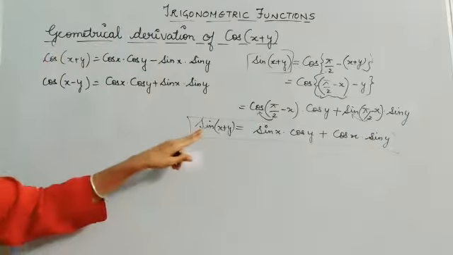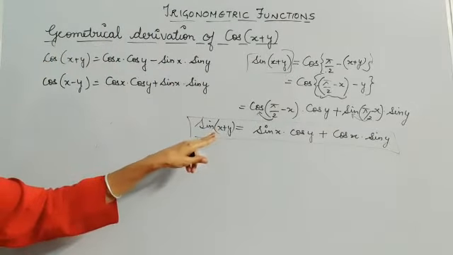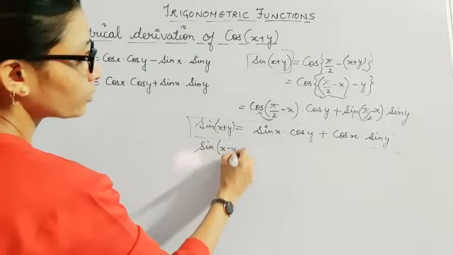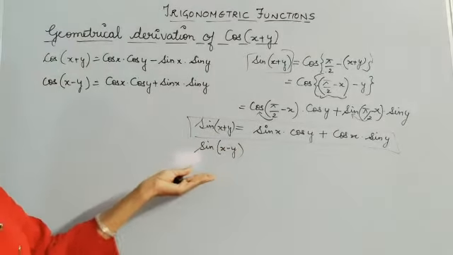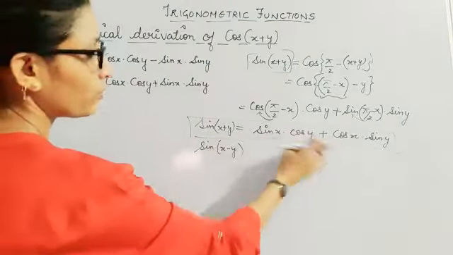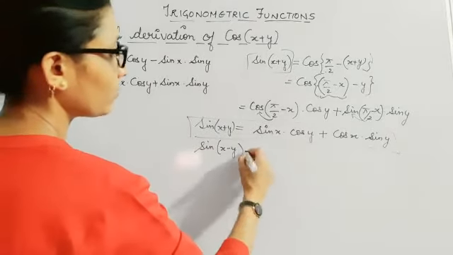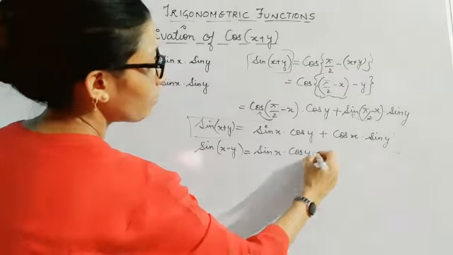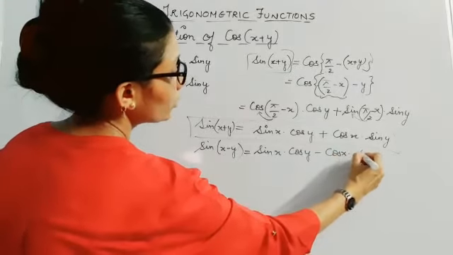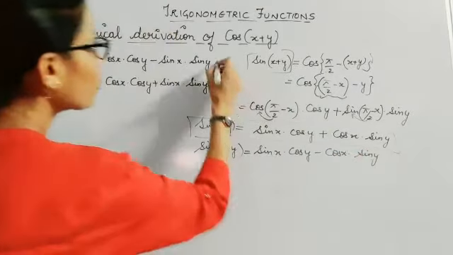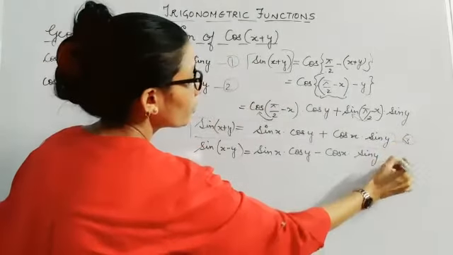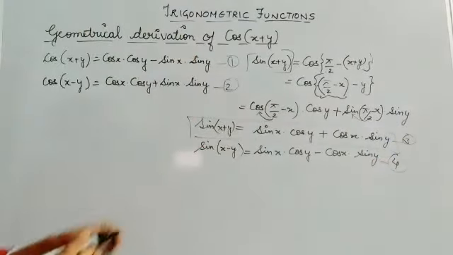Now, if you got to know the formula for sine(x plus y), you can very easily find out the formula for sine(x minus y). It's a simple change: if it is plus, this is plus; if this is minus, then this will be again minus. So sine x into cos y minus cos x into sine y. Now I have got 4 formulae: 1, 2, 3, 4. Now just by using these formulae, I will be deriving some more formulae.